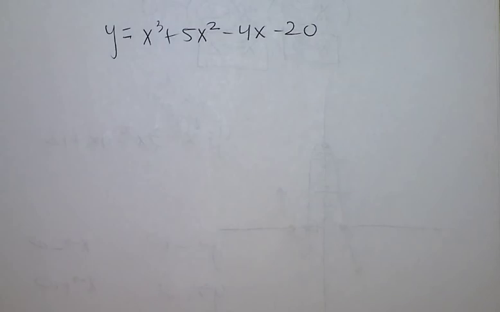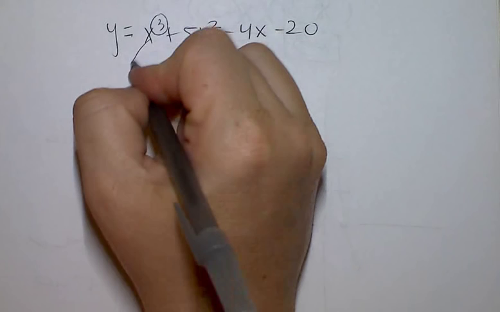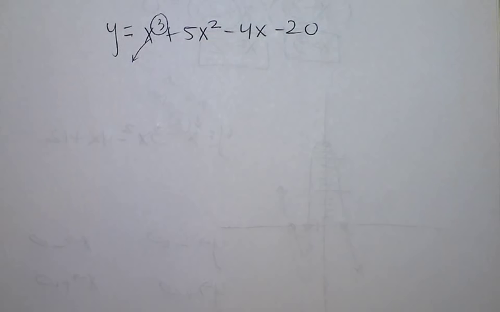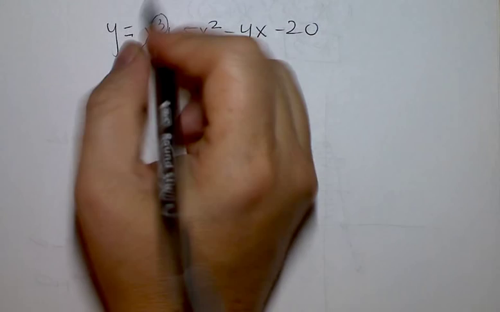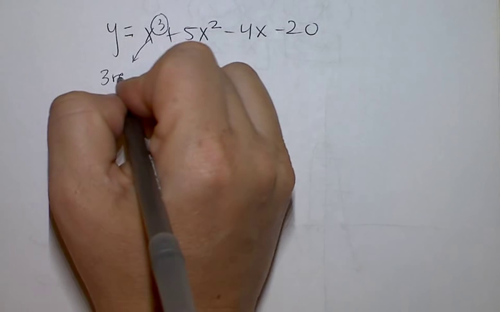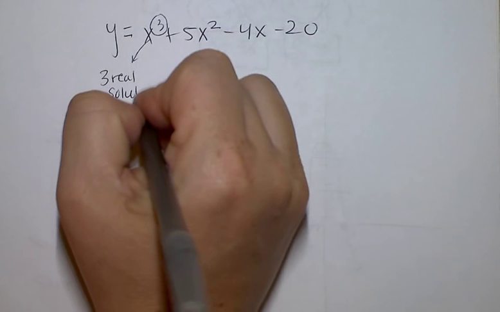So we're going to start by identifying the solutions. Please circle the number 3. That tells me there will be 3 solutions. So our options, when you think about the possibilities, you can have a maximum possible of 3 real solutions. That means 3 x-intercepts.